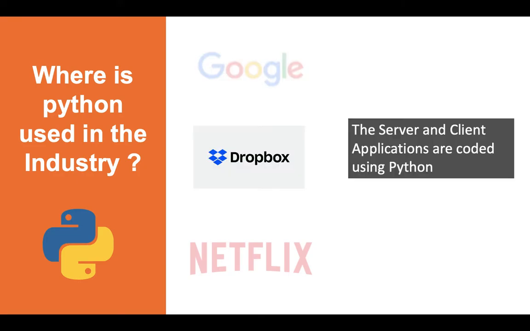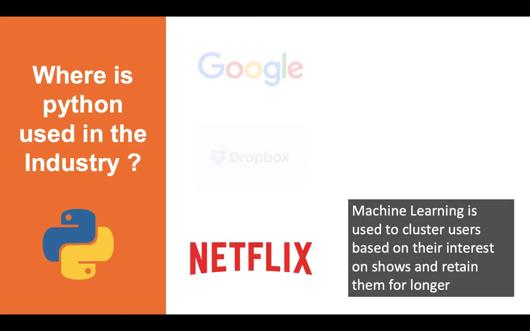Next in Dropbox, same case, the servers and the client applications are coded. Okay, like uploading some things, downloading some things, like in Google Drive. Next is Netflix. Now this example of Netflix can also be used for Amazon, any shopping or e-commerce websites, whatever you use where the user's attraction is important.